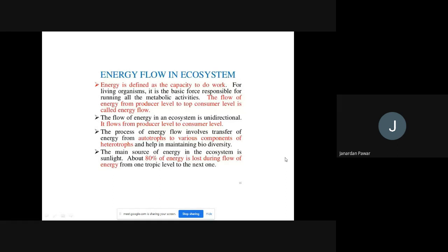So it is unidirectional. It flows from producer level to consumer level. Only one direction is there, and that direction is what? It flows from producer to consumer. That is the only thing in flow of energy.